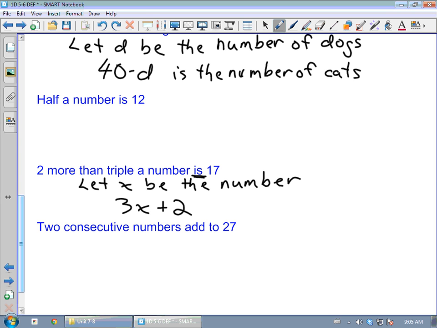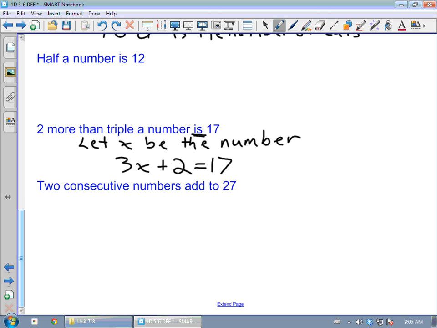Now, what do we do with this "is" over here? If 3x plus 2 is 17, what does that "is" represent? An equal sign. Yeah, that's telling us that this is equal to 17. So these ones up here were just expressions. Now we've got an equation. And this is an equation we could solve to figure out the value for x here. Okay?